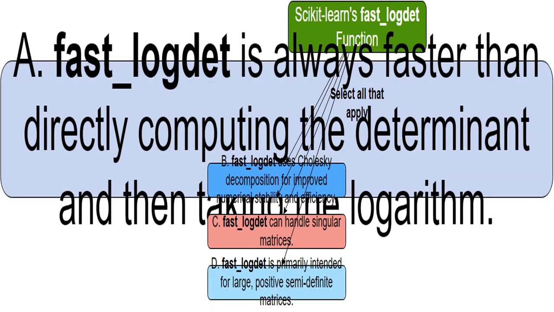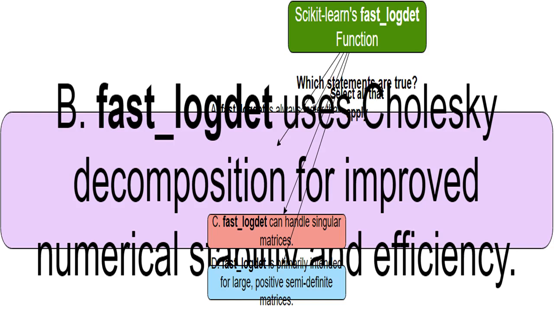This statement claims that fast_logdet is universally faster. However, the speed comparison depends on factors like matrix size and the specific hardware and software involved. While fast_logdet is designed for speed, it's not guaranteed to be faster in every single scenario. Think of it like comparing two different routes to a destination. One is generally quicker, but traffic or unexpected delays could change that. This is correct.